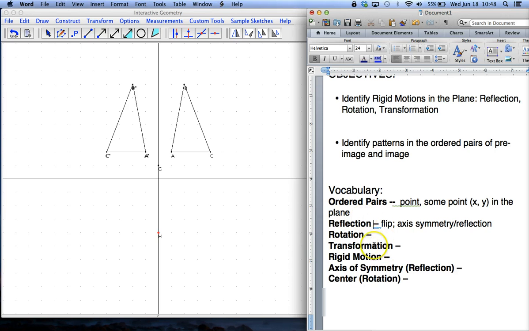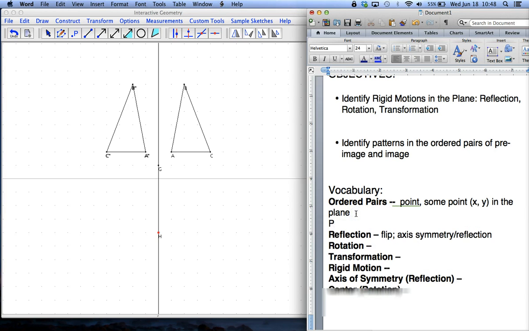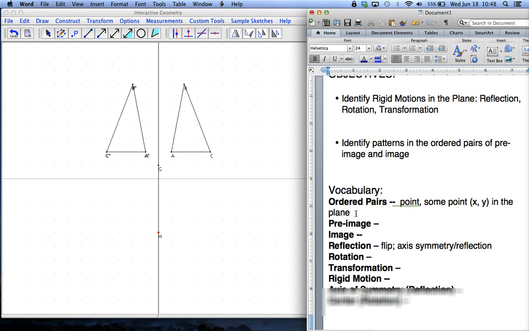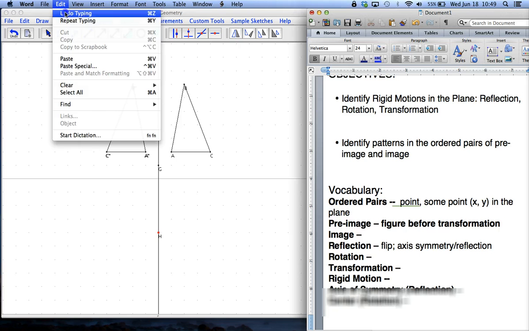Okay, so I also recognize that in that demonstration I talked about the pre-image, and then I talked about the image. Okay, so the pre-image is the figure before we talk about some kind of transformation. The image is the figure after we talk about some kind of transformation. And of course I can spell, right? Okay, so if you hear me using those words pre-image and image, that is something that you want to consider. Oops, let me go ahead and bring that back.